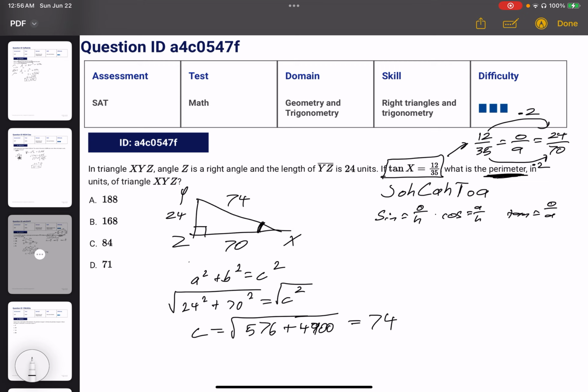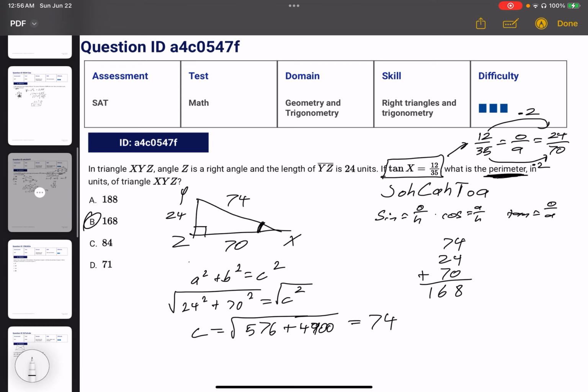It's not over here. But I needed to take a step back, look at the problem, and realize it's asking for the whole perimeter. So looking at that, for our perimeter, 74 plus 24 plus 70, that's going to give us 168. And then there's your answer, 168 units.